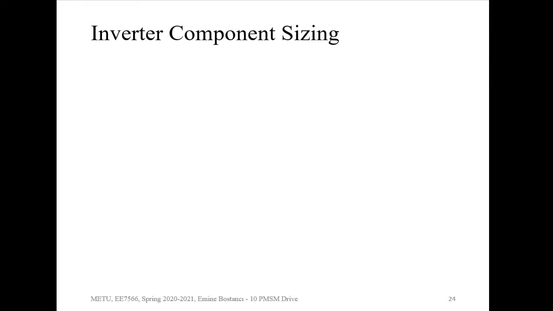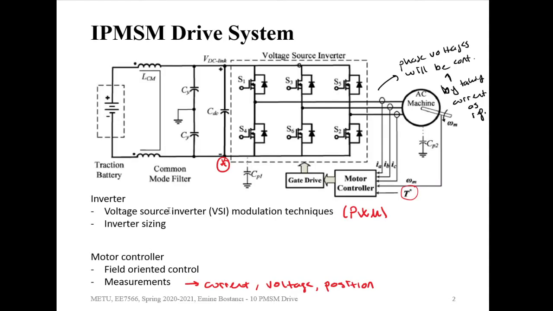Hi everyone, this is going to be the second part of the permanent magnet synchronous machine drive lecture. So far we have learned the modulations, so the voltage source inverter modulation techniques. In this lecture I'm going to talk about inverter sizing, which is going to be a brief introduction. Then we will talk about how we can control the motor and which values we need to measure and how we can use those measured values in the control loops.